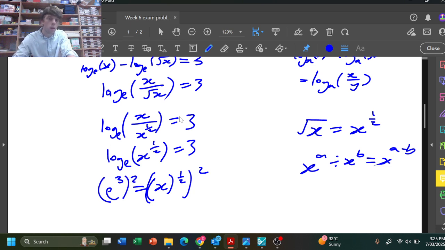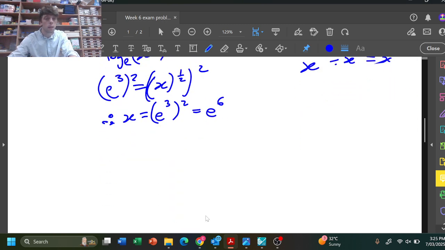And we're going to do the same thing over here, raise that to the power of 2. So therefore, we're going to get that x is equal to e to the power of 3 to the power of 2. And again, when we raise a power to a power, this means multiplying the powers. So the answer is e to the power of 6. And that should be the final answer there.